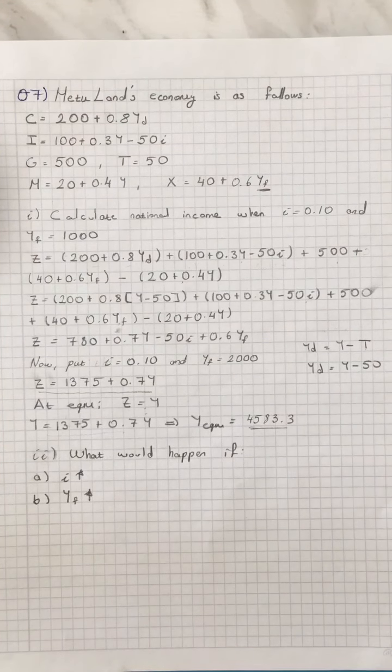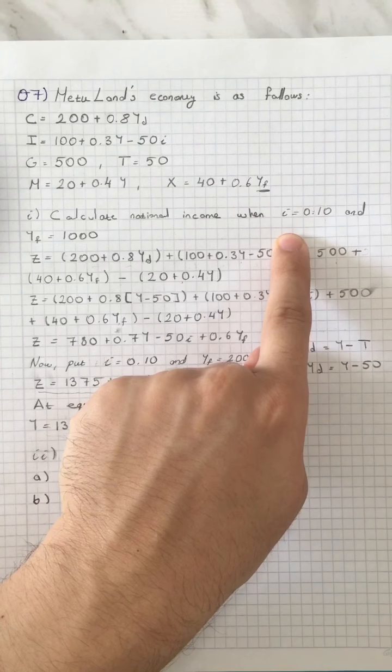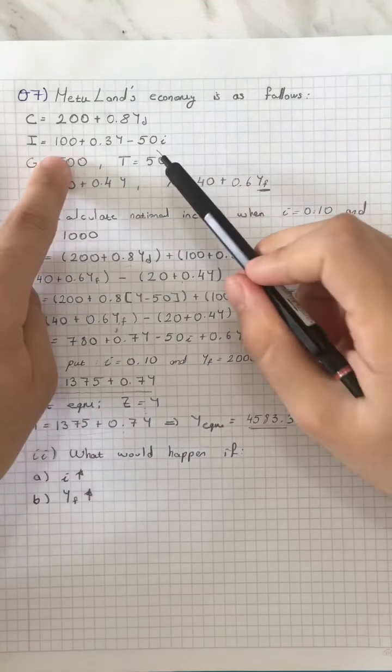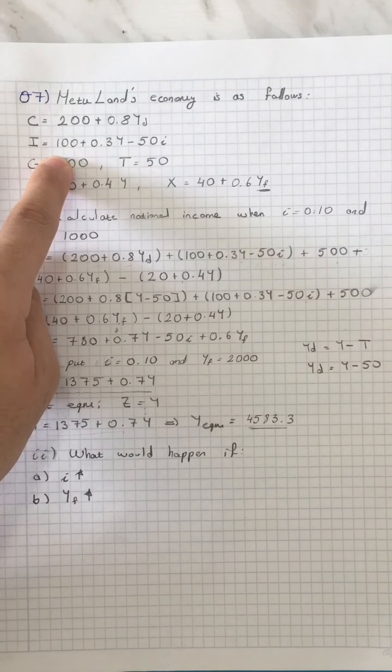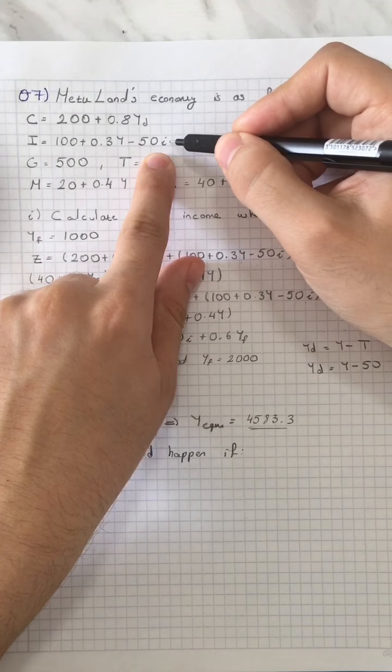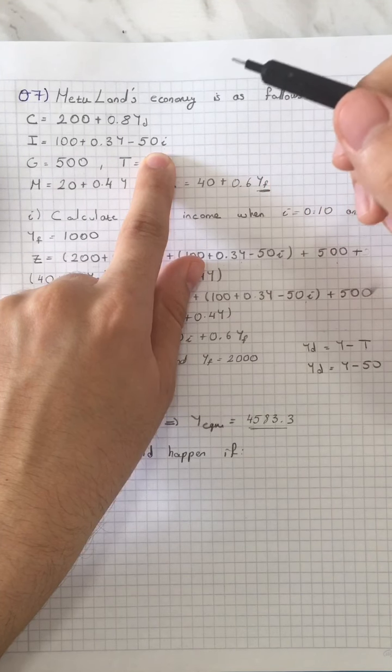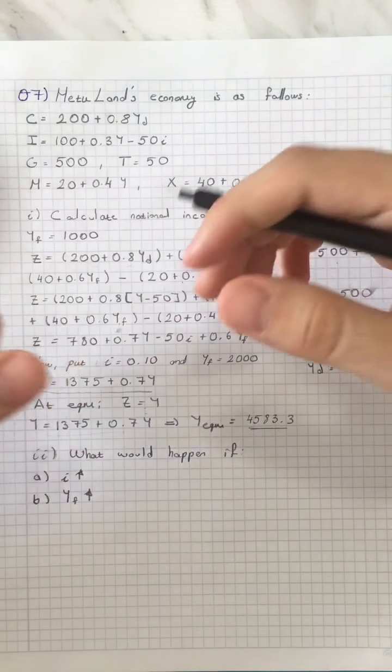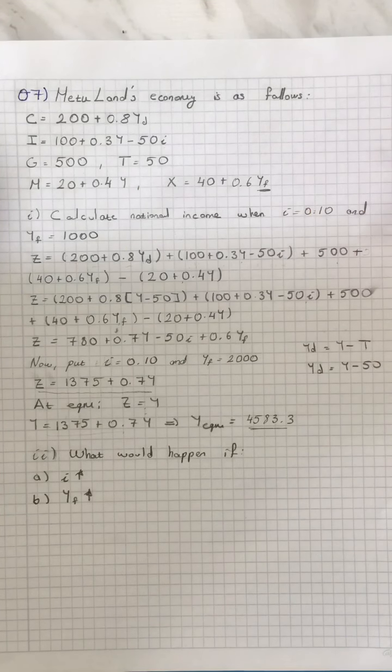In the second part of the question, it says, without calculating, think what would happen to the national income if the interest rate increases in Metroland. So it says, what happens if the interest rate increases. We see which equation has the interest rate in it. The investment function has the interest rate, and if the interest rate increases, the investment will actually decrease. When the interest rate increases, it will decrease the incentive to invest because it will be more costly to borrow from depository institutions, which are banks.